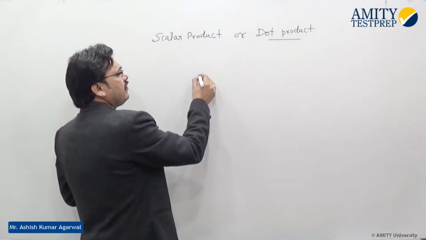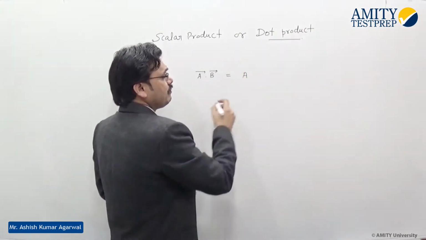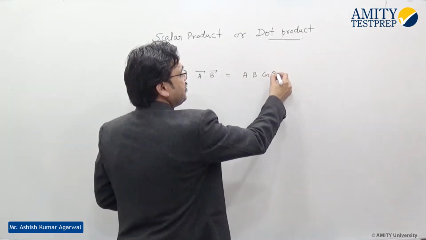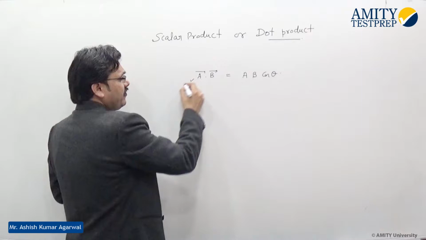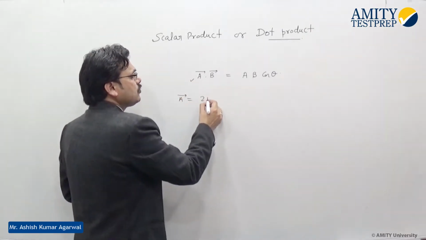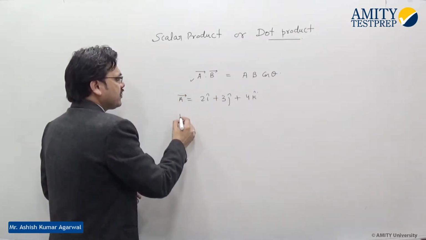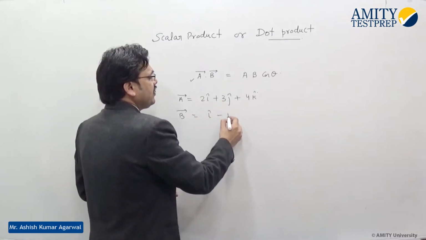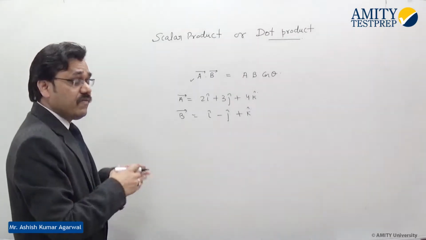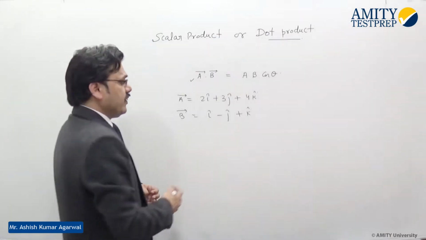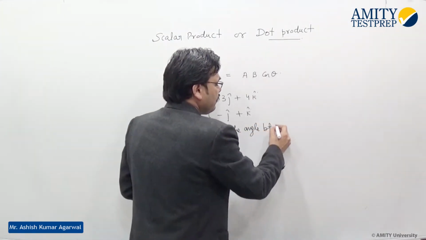If you want to find out A dot B for two vectors, it should be magnitude of A, magnitude of B and the cos theta. Sometimes you are given vectors, like vector A equal to 2 i cap plus 3 j cap plus 4 k cap, and another vector B given by i cap minus j cap plus k cap. So here, how can we find out the angle between the two vectors? Find the angle between the vectors.